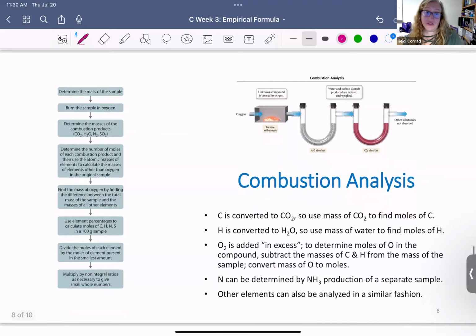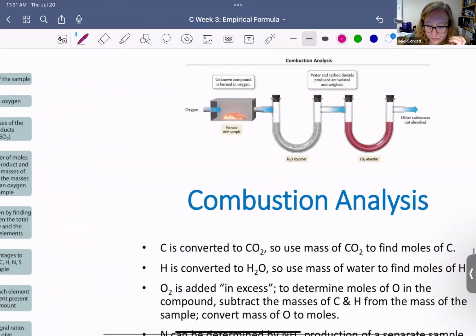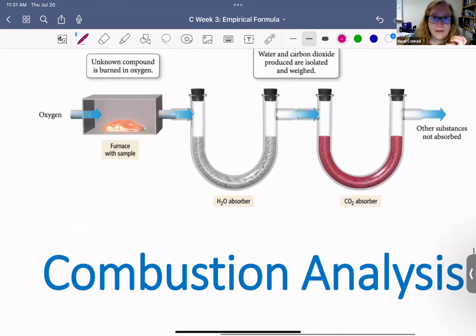Another sample we do, and I know Dr. Green posted a more advanced question on the discussion board about combustion analysis. So another thing we do with empirical formula is combustion analysis. Combustion just means we burn the sample. So we take a sample, we burn it in a furnace, and then we monitor or collect how much comes off of it. Here we can see some kind of unknown sample being burned in a furnace.